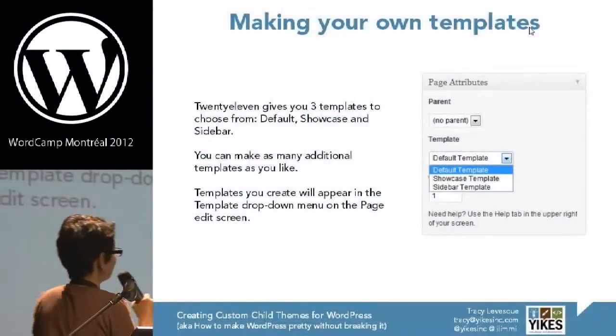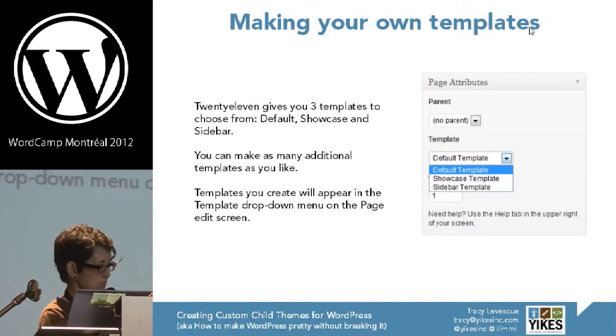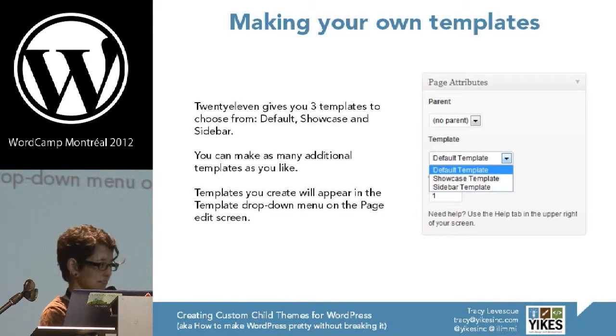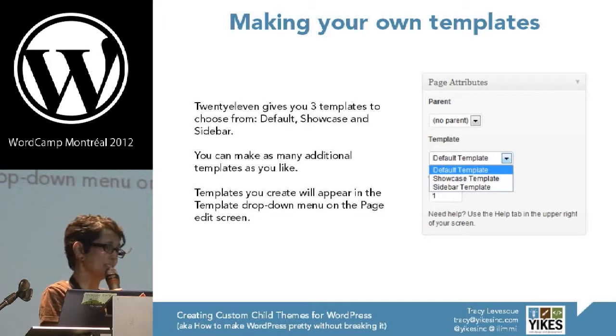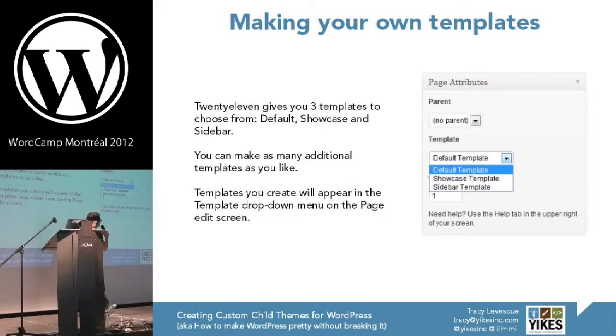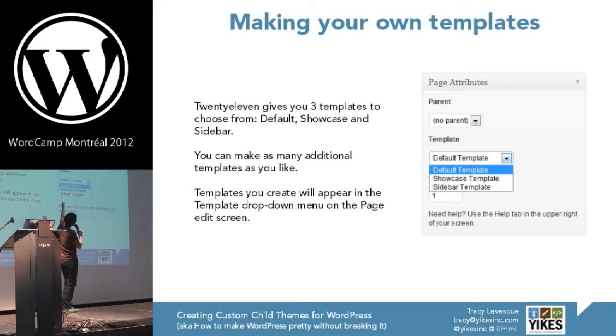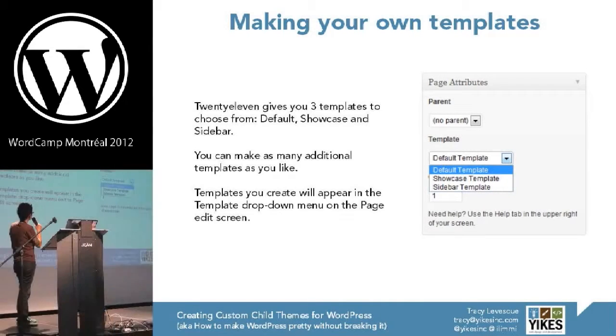So then there's all the templates that already exist that you can make a copy of in your child theme, modify and then upload, and then they knock out the parent. But what about creating a new template that doesn't exist in 2011? You can do that as well. If everybody's familiar with editing a page, you can choose from three different templates that come with 2011: the default, the showcase, and the sidebar. You can also create your own template that will show up in that list that you can choose when you make a new page.